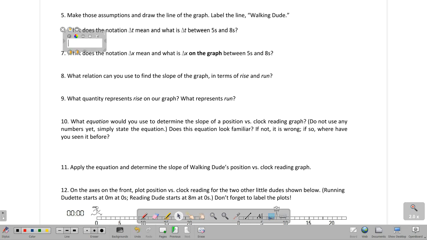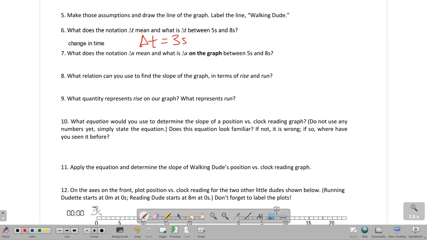The notation delta t stands for change in time. Really, any time that you see that delta, the Greek symbol, that means change in, and whatever variable comes after that is what it's referring to. In this case, it says delta t between 5 and 8. So for this, we would say that delta t is equal to 3 seconds.